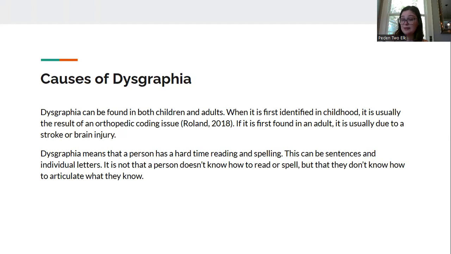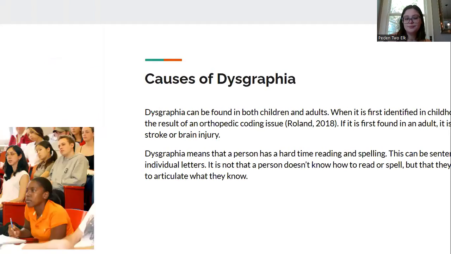Dysgraphia can be found in both children and adults. If it's first found when someone's a child, it's usually the result of an orthopedic coding issue. If it's first found when someone's an adult, then it's usually because of a stroke or some other kind of brain injury. Dysgraphia means that a person has a hard time reading and spelling. So this could be sentences and individual letters, either one. But it doesn't mean that a person doesn't know how to spell. It's just that they're struggling with articulating data.